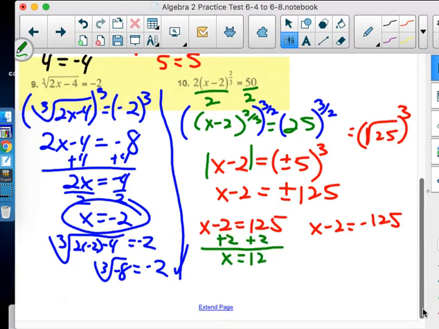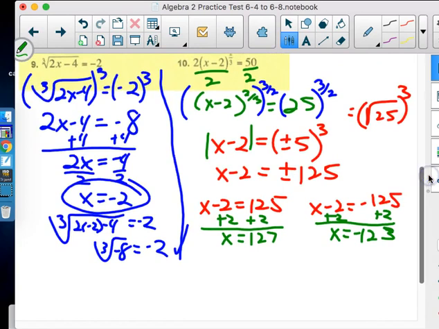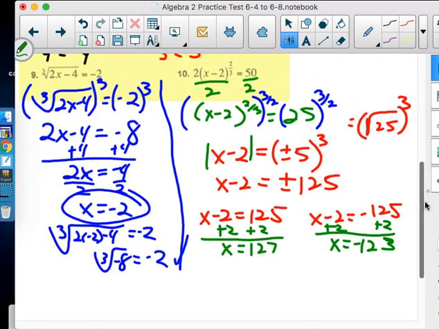So x might be 127, and x might be a negative 123. I gotta check. So let's see. Maybe they both work. I don't have a lot of room for checking here. I wrote too big. So we would have 2 times 127 minus 2 to the 2/3 equals 50. Okay. Well, 127 minus 2 is 125.